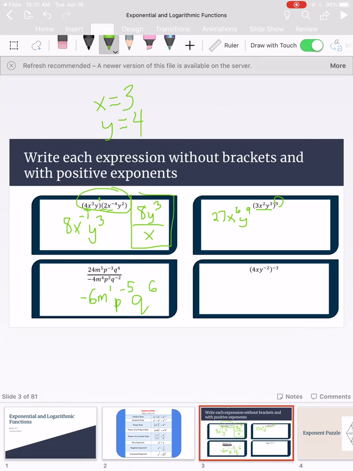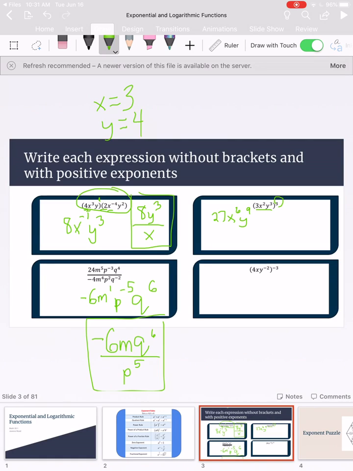Okay, so that's my first step, I'm just applying those exponent rules. Now I'm going to take anything with a negative exponent and move it to my denominator. So that p to the 5th is going to move to the denominator. There we go, and that's my final answer.